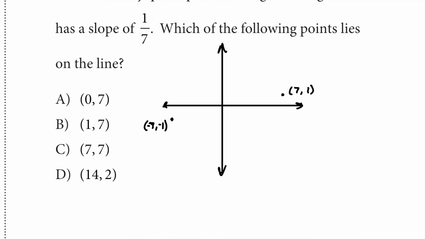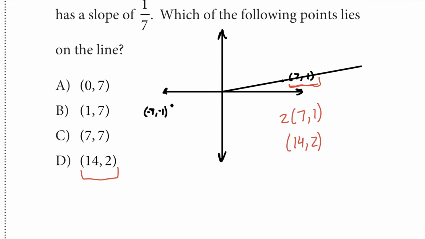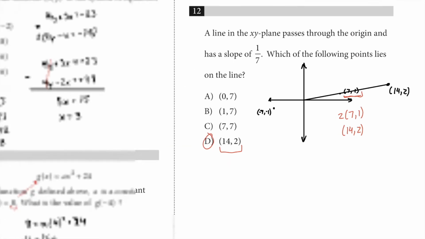Now if we look at our answers, it asks, is 0,7 on the graph? No. Is 1/7 on the graph? Nope. 7/7? No. And then we have the last one, 14/2. But that looks a lot like this point, 1/7, but just 2 times the point. So if we were to extend the graph this way, our next point on the graph would be 14,2. So D is our answer.